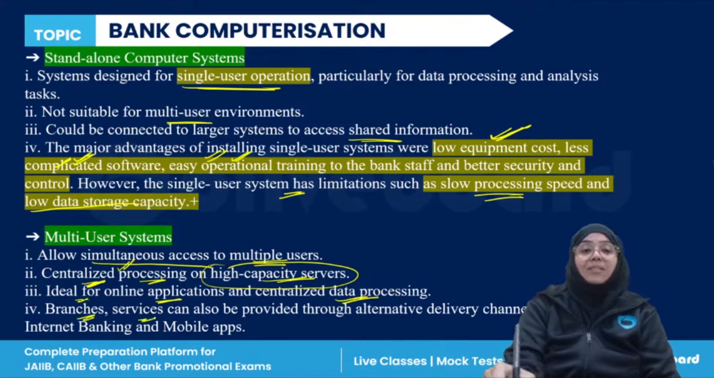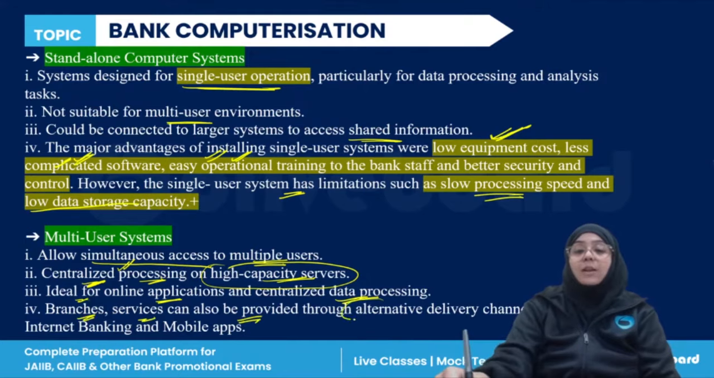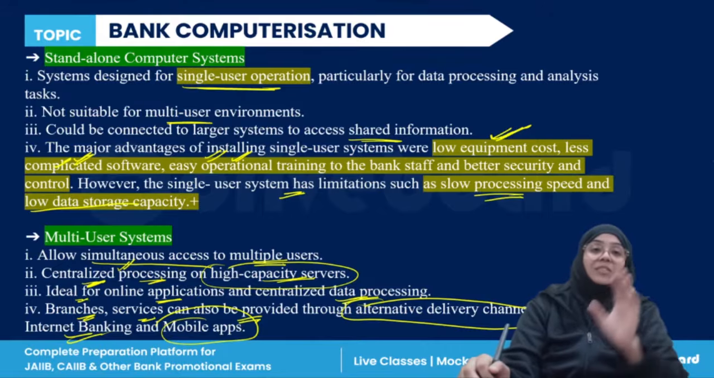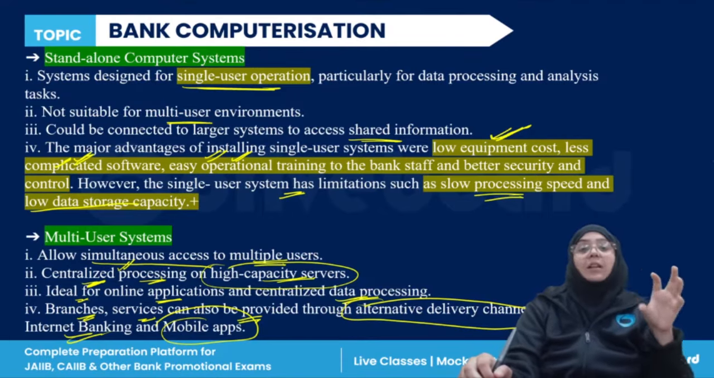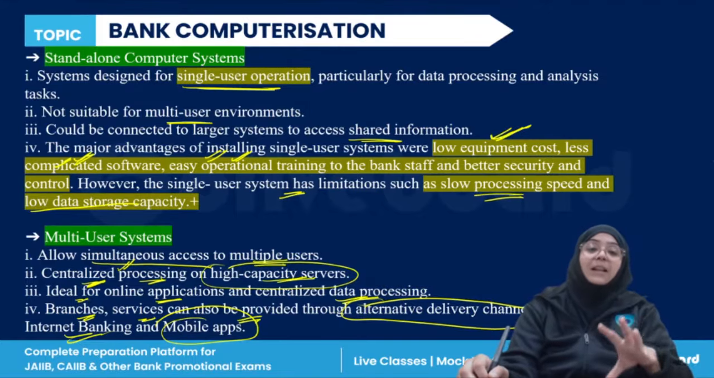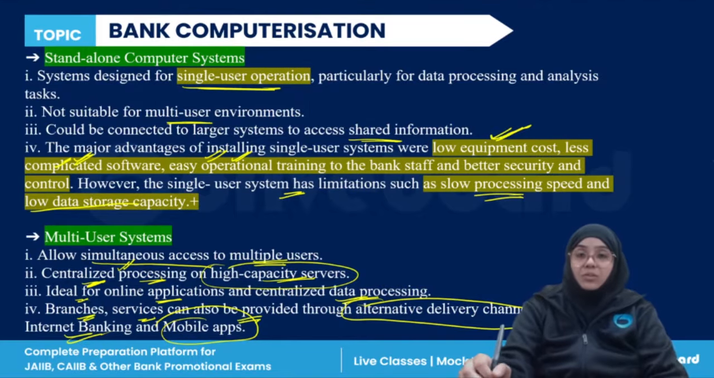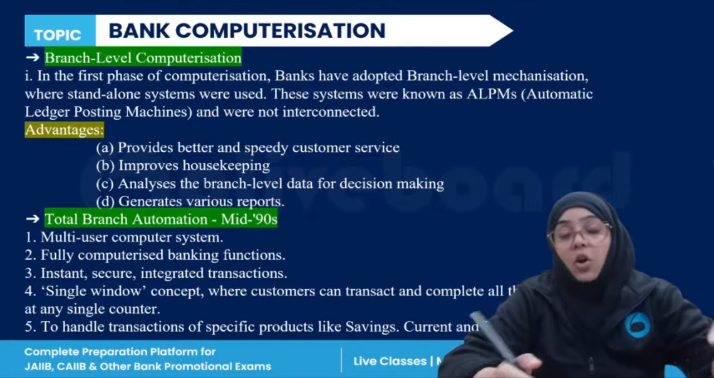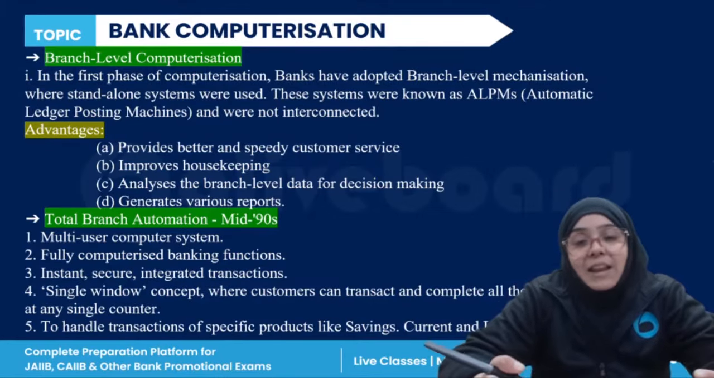The branch services can also be provided through alternate delivery channels, like ATMs, internet banking, and mobile apps. So these are the multi-user system. A standalone computer is meant for single user operation, whereas a multi-user system allows simultaneous access to multiple users. Right?